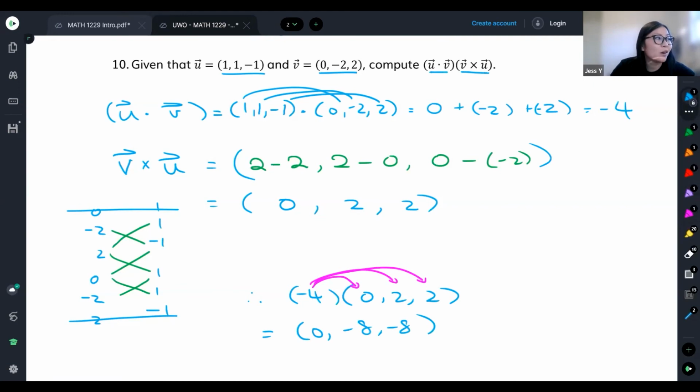And I guarantee you on the exam, they're going to have other options. They're going to have like the positive 0, 8, 8, something like that as well. Any questions?